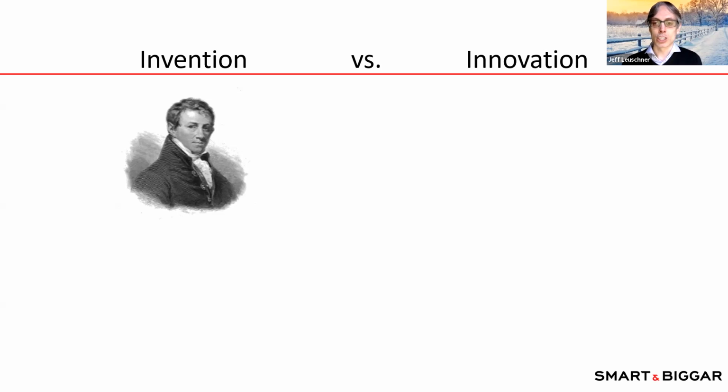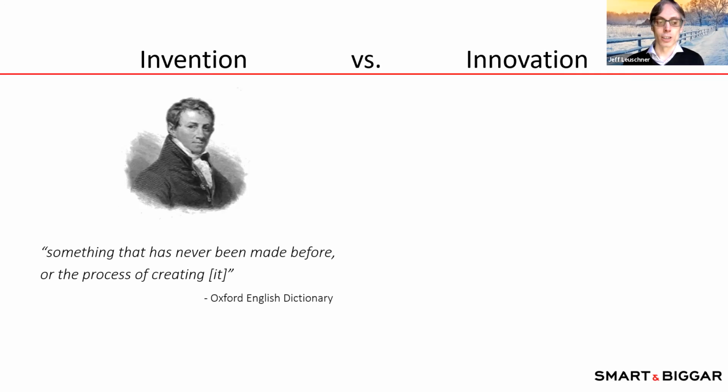As part of his research, he experimented with electrolytic cells, and he developed the first electric battery. And in 1802, he took some copper wires and connected one end to the battery and the other end to a piece of carbon, and that piece of carbon began to glow. He essentially developed the first electric light bulb. He called it the electric arc lamp. So he did something that the Oxford English Dictionary defines as invention, something that has never been made before, or the process of creating it.